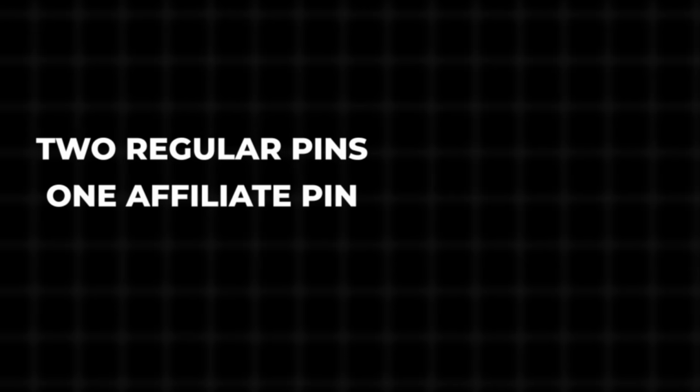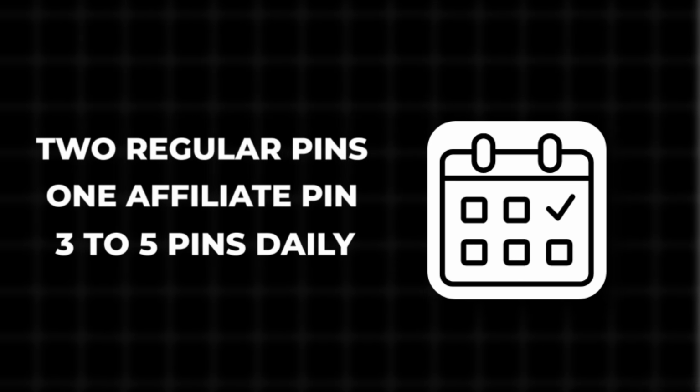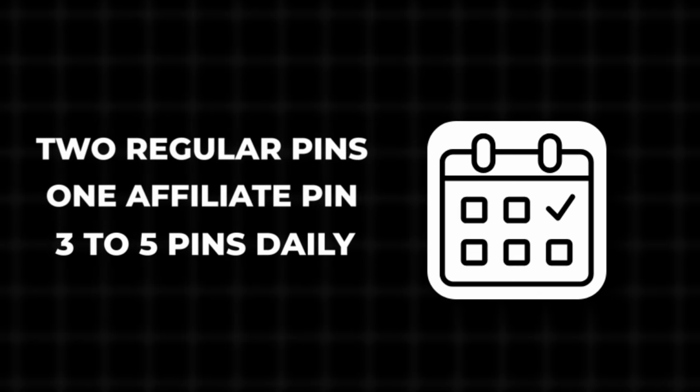After that, start mixing in affiliate pins. For example, 2 regular pins and 1 affiliate pin per day. After a month, you can increase to 3 to 5 pins daily while keeping that balance. That's how you keep your account safe and growing long term.